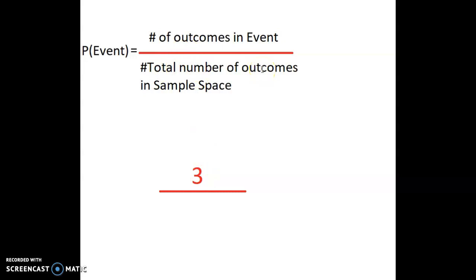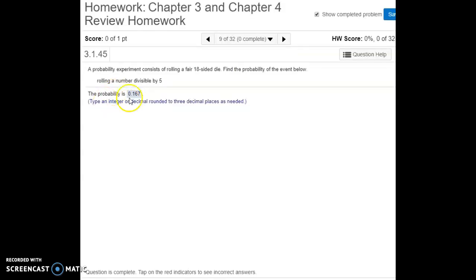And there's a total of 18 sides on the dice, the numbers 1 through 18. And so there's 18 possible outcomes. The probability of getting a number divisible by 5 would be 3/18. And to get that as a decimal, you would do 3 divided by 18 and then round as needed.